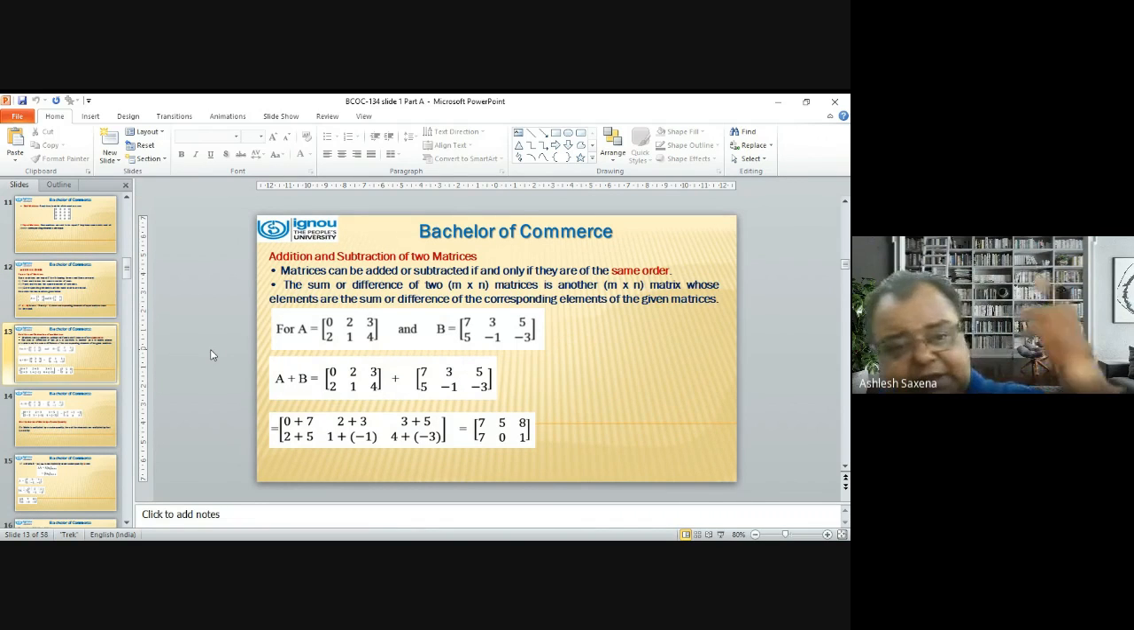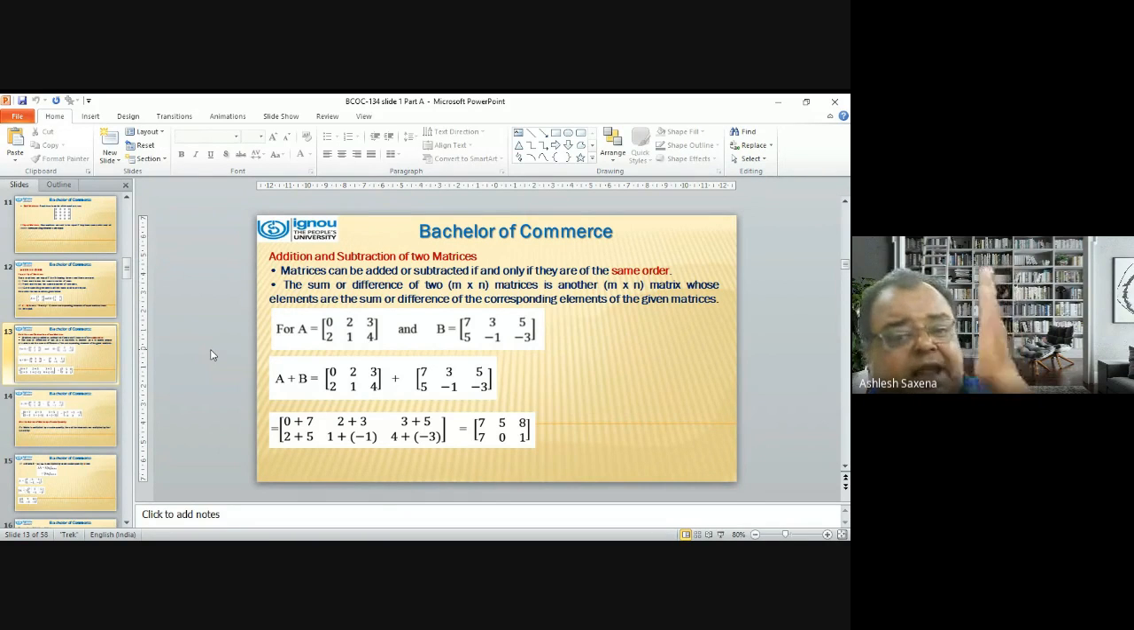Now, addition and subtraction of matrices. We have to keep one thing in mind: when we talk about addition or subtraction of matrices, both the matrices to be added or subtracted have to be of the same order. That means the number of rows in the first one and the number of rows in the second one should be the same, and the number of columns in the first one and the number of columns in the second one should be the same. Here we take up an example where A is 0 2 3, 2 1 4 and B is 7 3 5, 5 -1 -3.